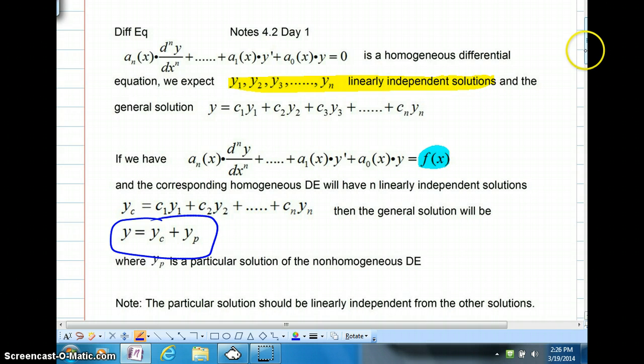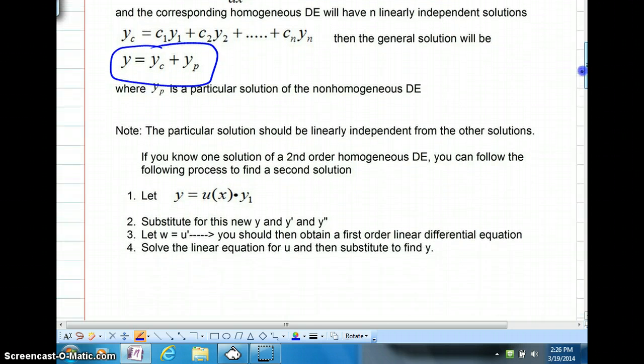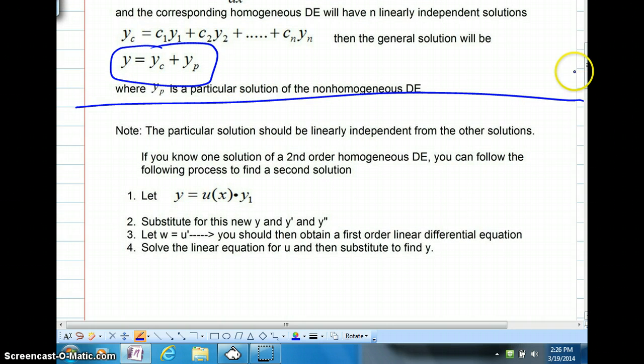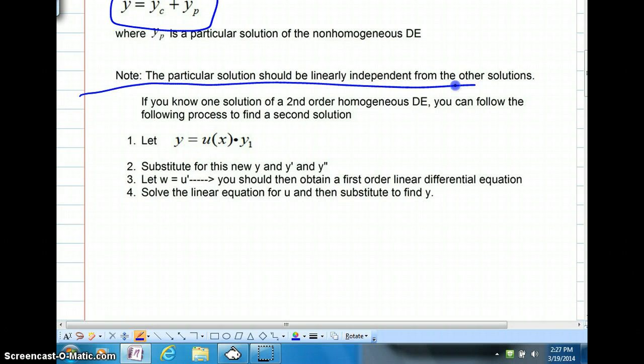Well, what's the big picture for today? This is really separating it at this point. Let's just say that you know one solution for a homogeneous differential equation. We're going back to homogeneous. If you know that you've got one solution, you can find another one. So this is what we're doing today. Let's say you know one solution, you can find another.